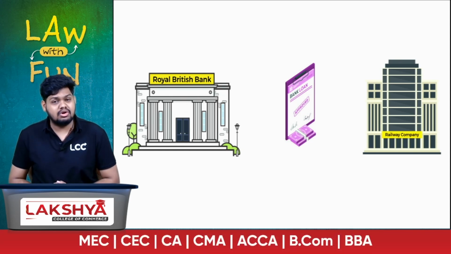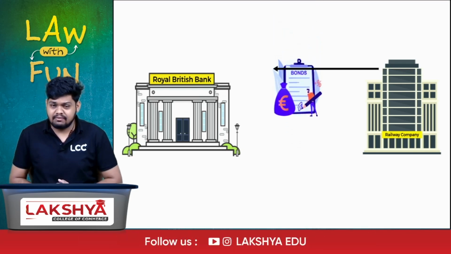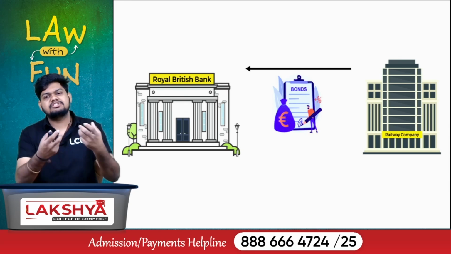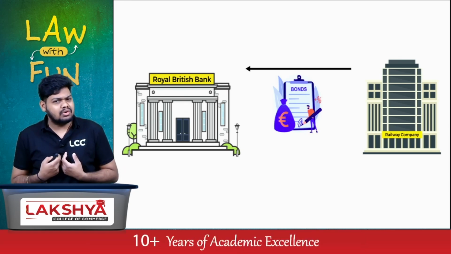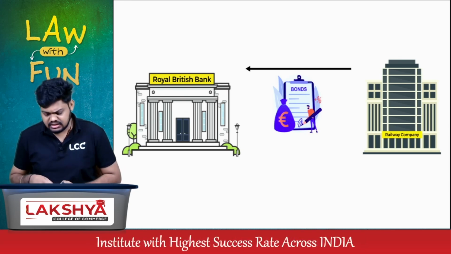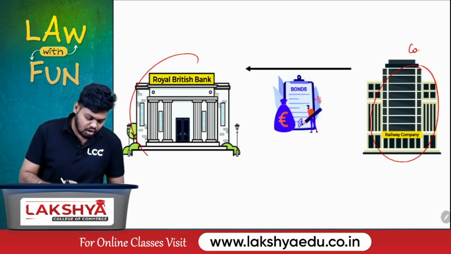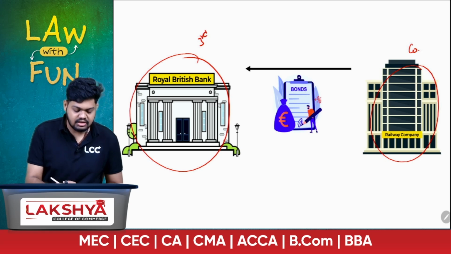The railway company wants a loan from the Royal British Bank, for which they agreed to provide bonds. They stated that I'll give you bonds and for which I want a loan. Now classify the concept here, guys. The railway company here is a company and the Royal British Bank here is a third party.